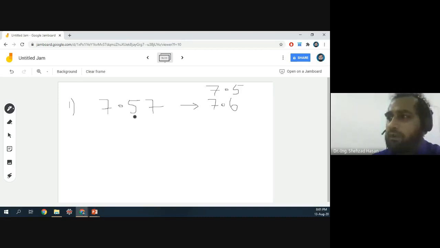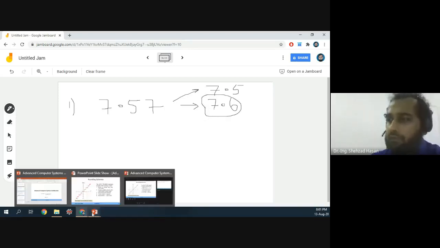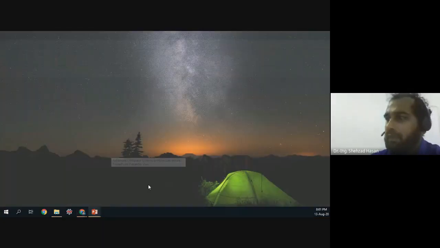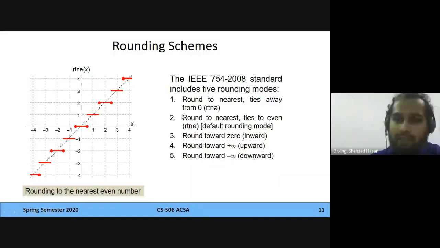Round to nearest means you are going to find out the nearest one. So what is the difference between these two? You have a difference of 0.07 over here and 0.03 over here. So you are going to go with the nearest number. So that is round to nearest. And then the other thing was ties away from zero. Now tie is a different thing, so I'm going to come back to it. Ties away from zero, and the second is ties to even. That's the default. So now I'm going to come to what a tie is.